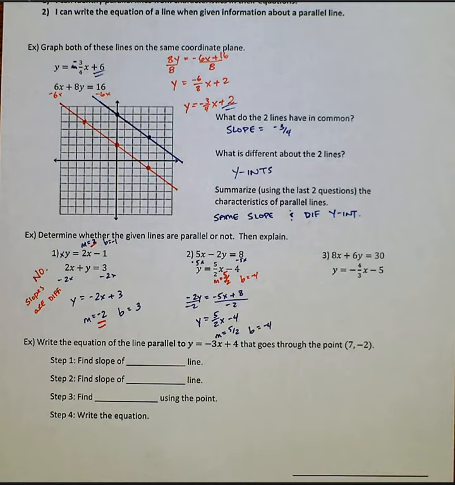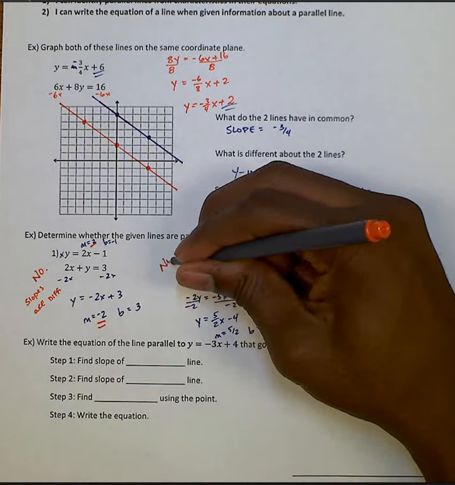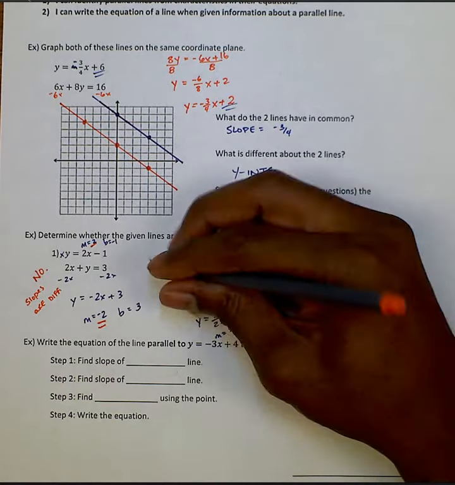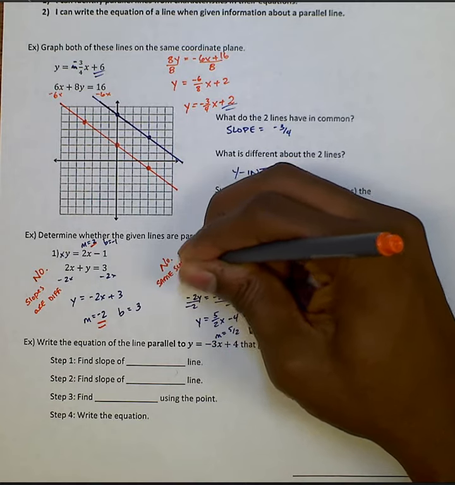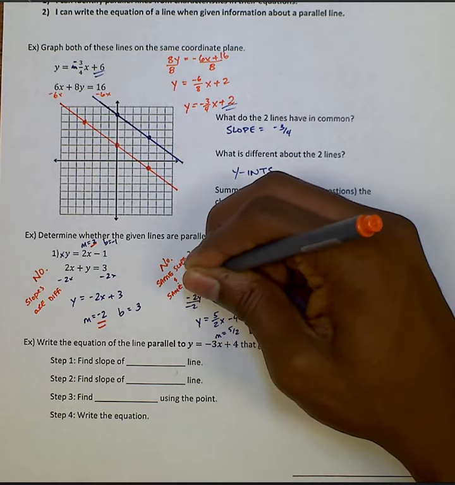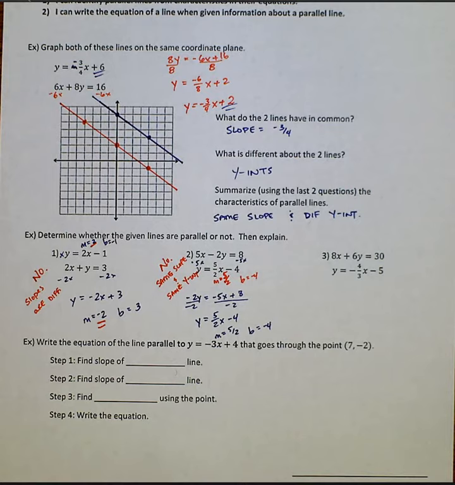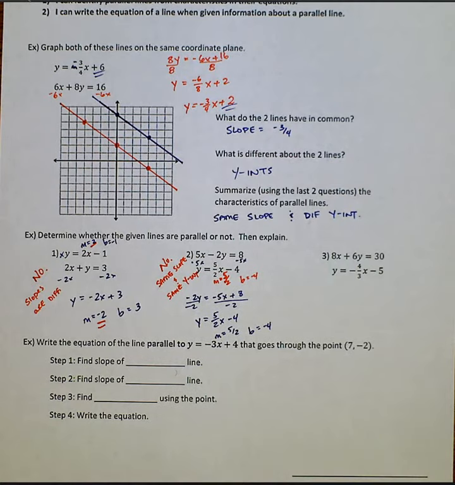Okay. In this case, the answer is no. Even though the slopes are the same, they have the same slope and same y-intercept. Okay, for parallel lines, we need to have different y-intercepts. Otherwise, these lines will touch. If they're the same slope and the same y-intercept, what will happen is that we'll have two lines laying right on top of each other. Okay, and so this is a no here.